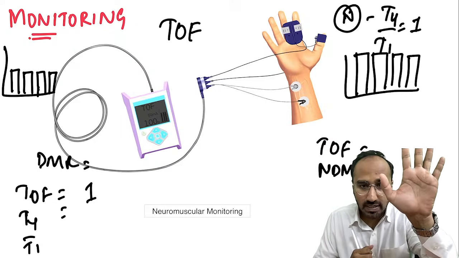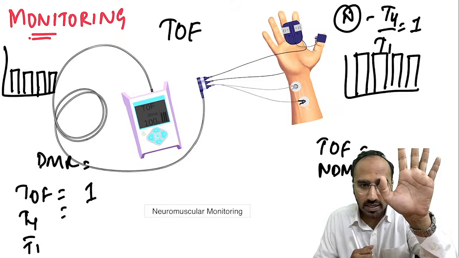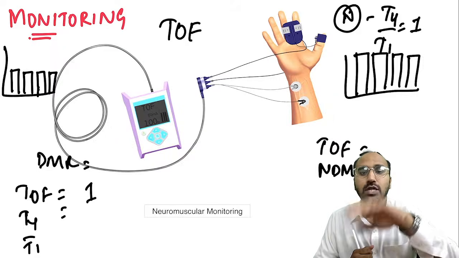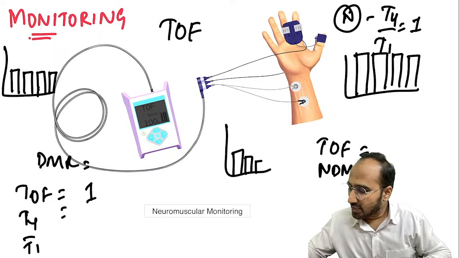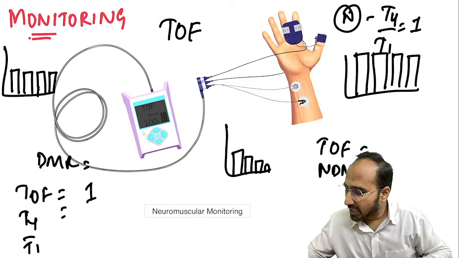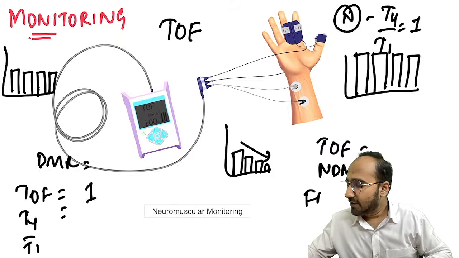Once again, I'll repeat. First twitch like this. Second, third, fourth. So basically what is happening to my twitches over here? First like this. Second like this. Third like this, and fourth is very much reduced. So basically you are seeing a fade phenomenon in non-depolarizing muscle relaxant.